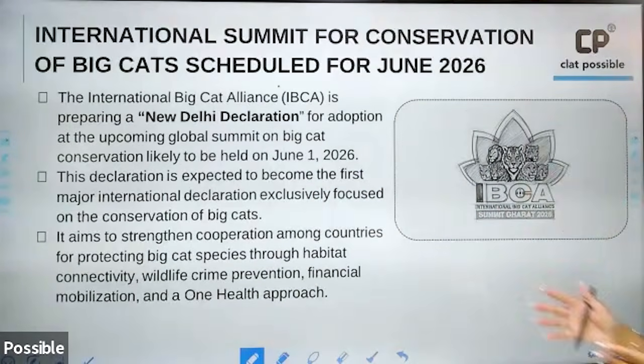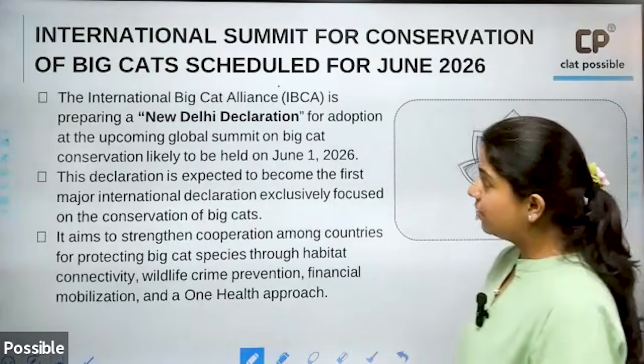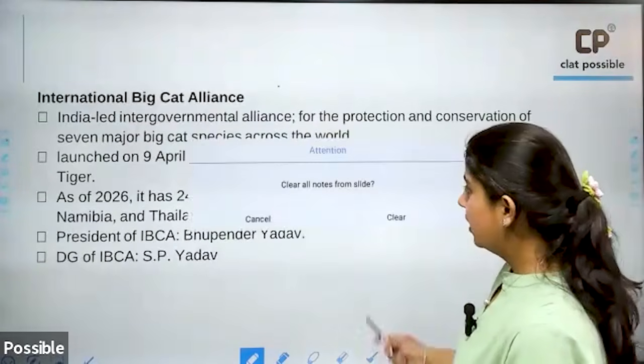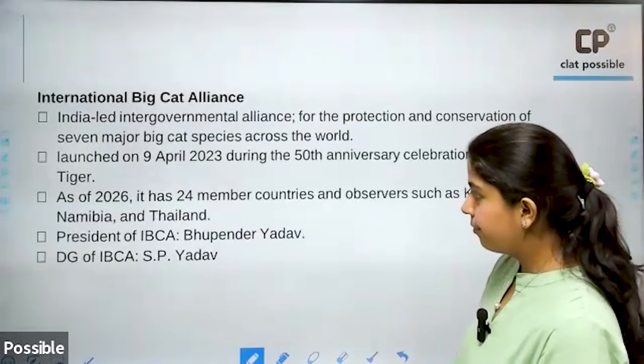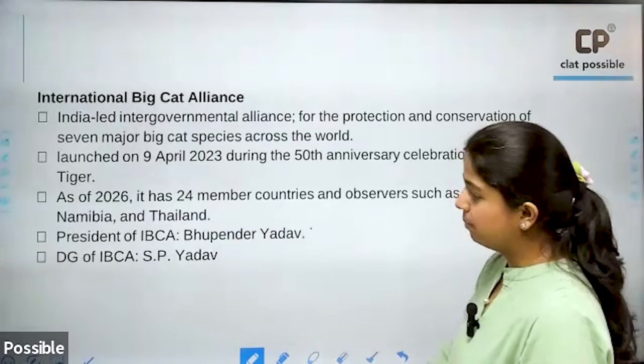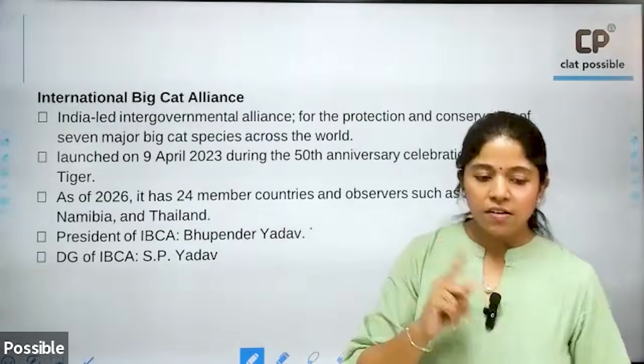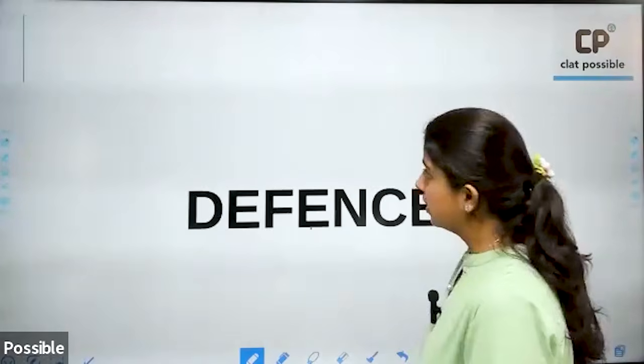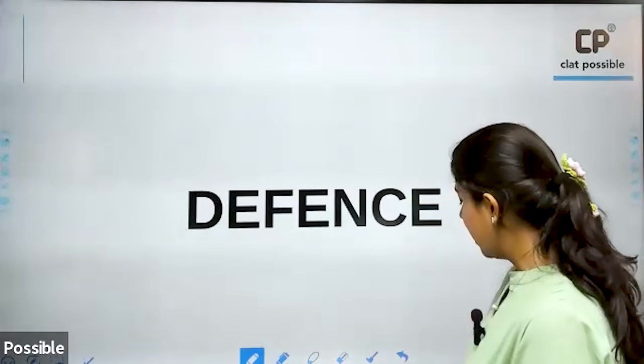All right, so this convention is likely to be held on 1st of April. It simply seeks to preserve 7 big cat species. All right. President of IBCA is Bhupendra Yadav and Director General of IBCA is SP Yadav. Bhupendra Yadav is our Minister for Environment, Forest and Climate Change.